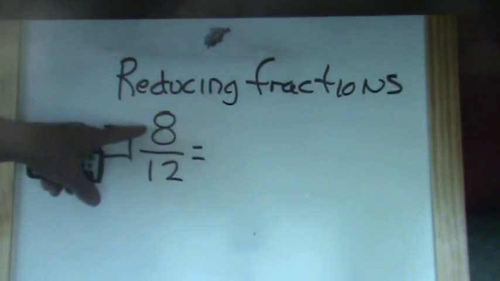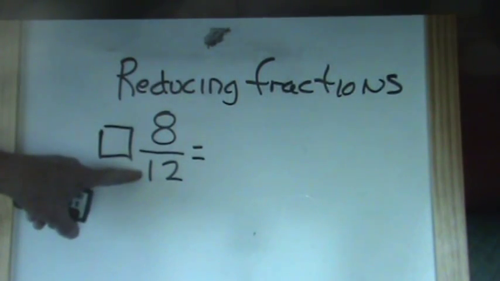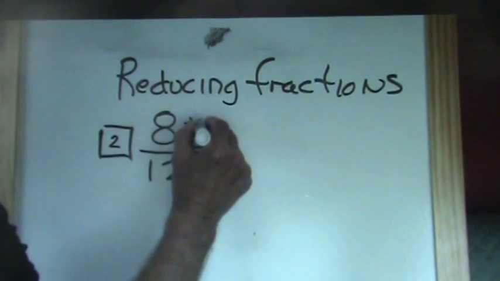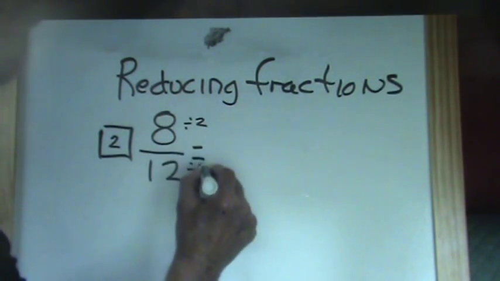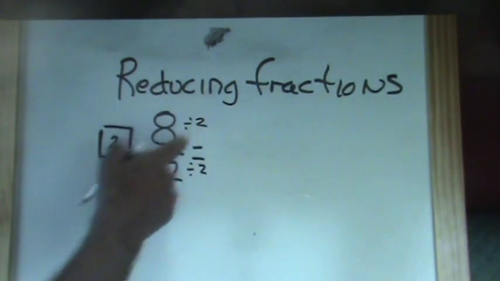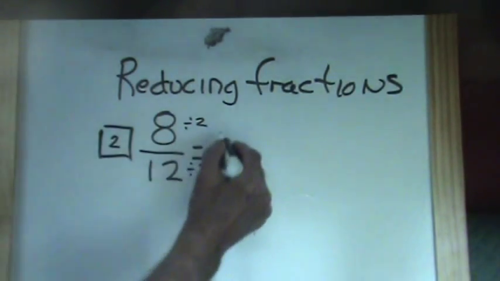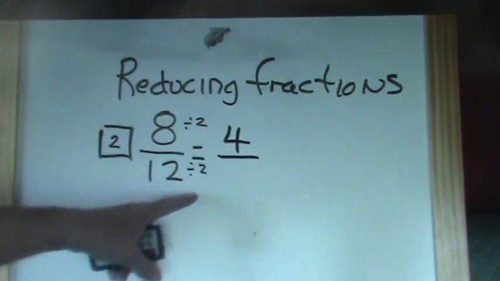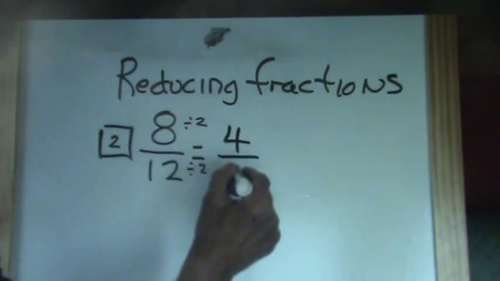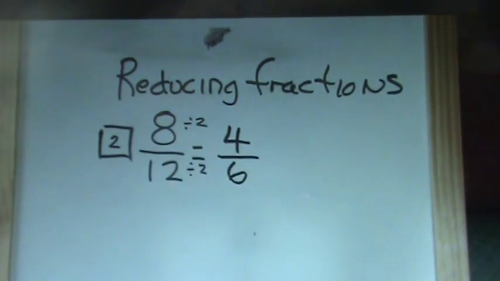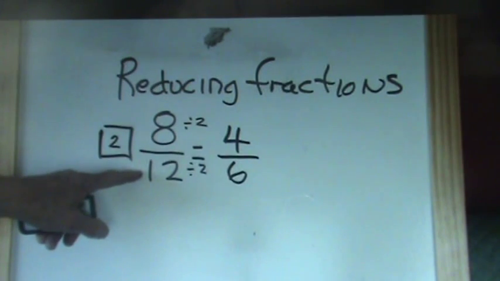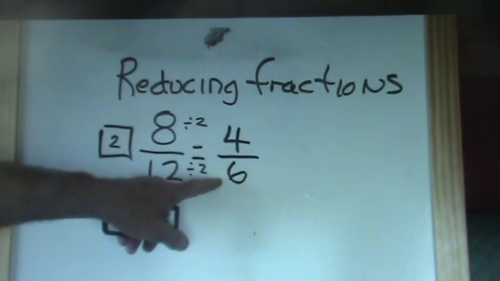Okay, so let's start with the number 2. Well, 2 goes evenly into 8, and 2 goes evenly into 12. So let's try the number 2. So we divide 8 by the number 2, and we divide 12 by the number 2. 2 goes into 8 4 times. 2 goes into 12 6 times. Well, now we have renamed or reduced 8/12 to 4/6.